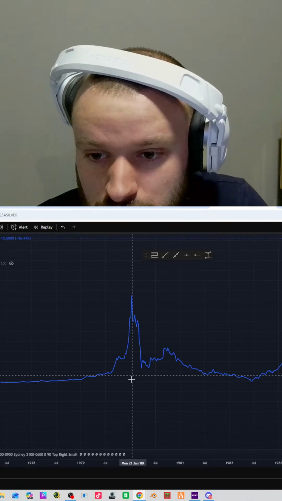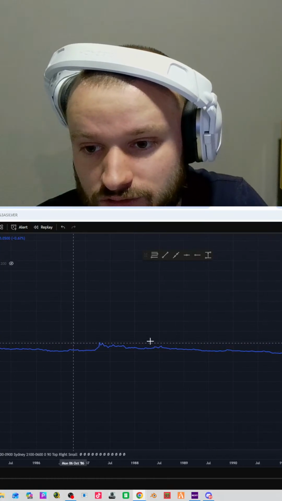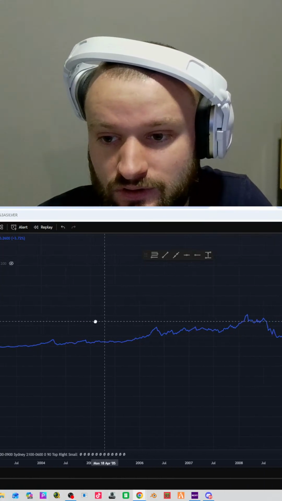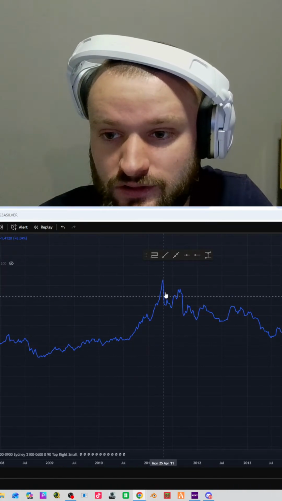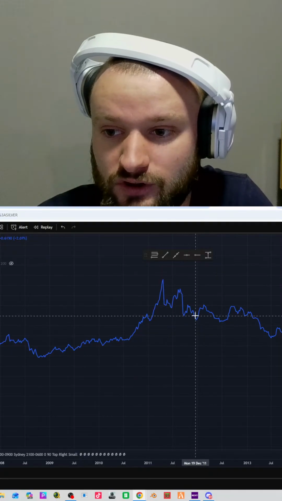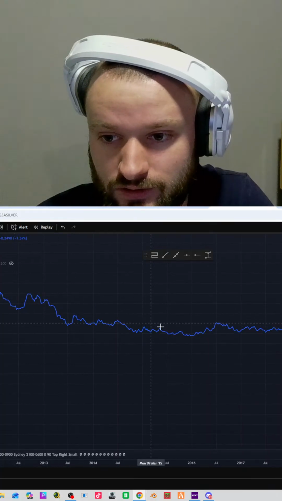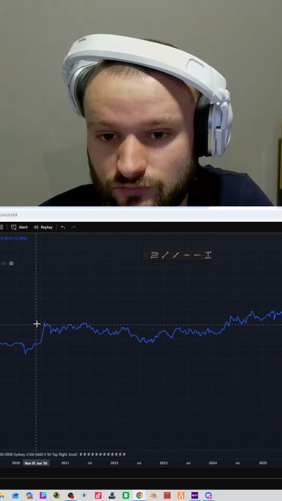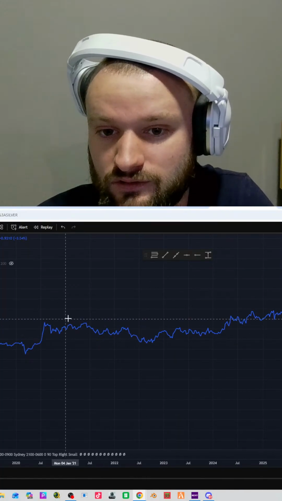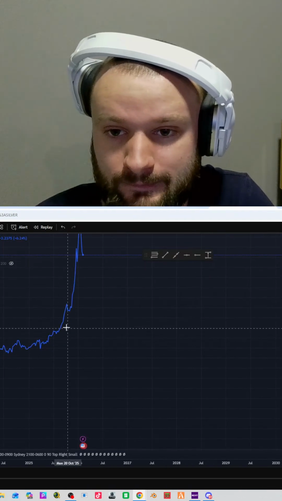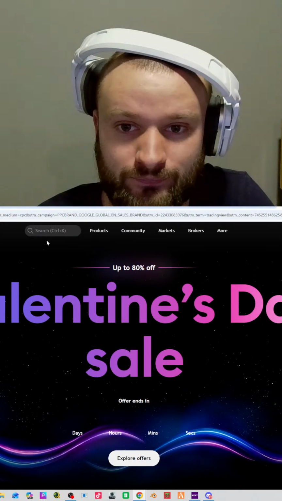Uptrend, mega downtrend. Uptrend, downtrend, stagnant. And it starts coming up. Downtrend, uptrend, downtrend, uptrend, downtrend. Sort of a downtrend. Downtrend, uptrend, consolidation-ish type deal. Huge uptrend.